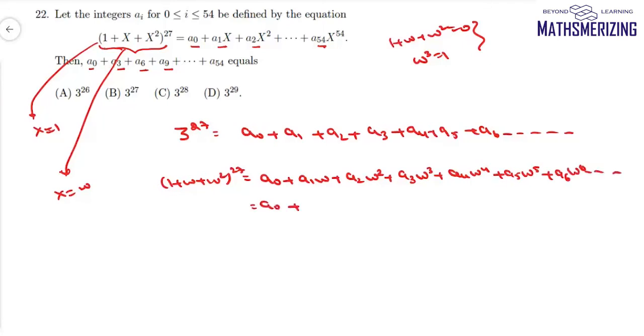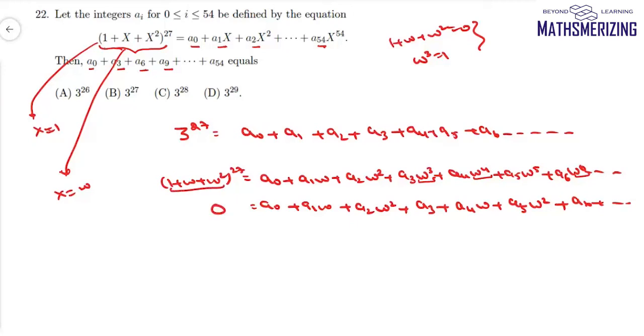Now this is a0, this is a1 omega, a2 omega square. Now omega cube is 1, so it will be simply a3. Now omega 4 is omega cube into omega, so it is a4 omega, a5 omega square, and then again omega to the power 6 is 1, so a6. And here 1 + omega square will be simply 0.